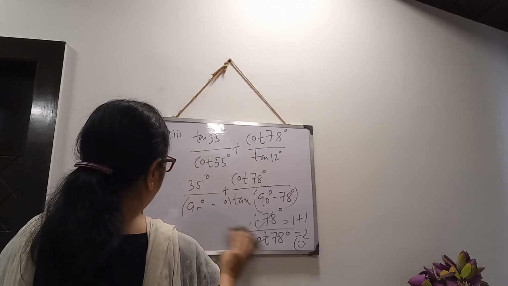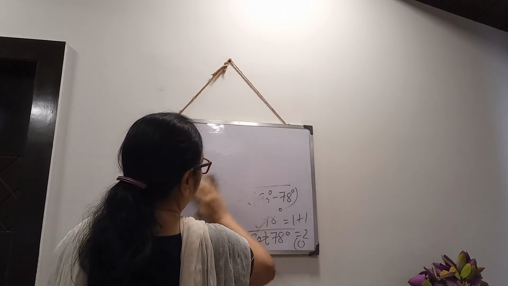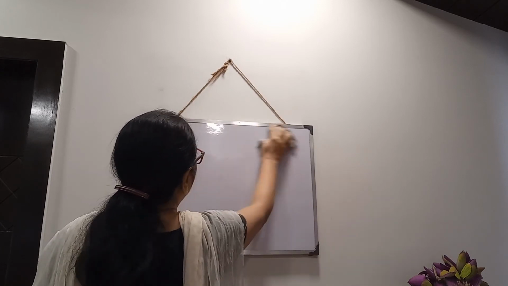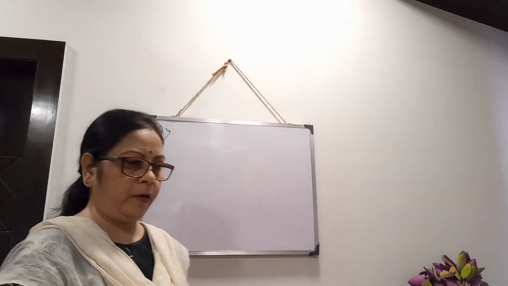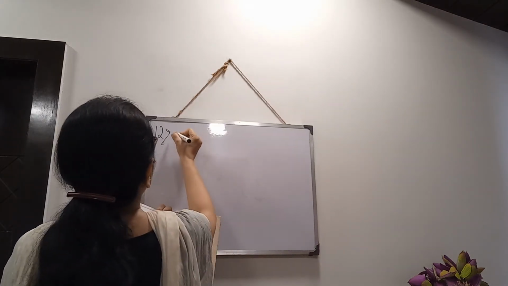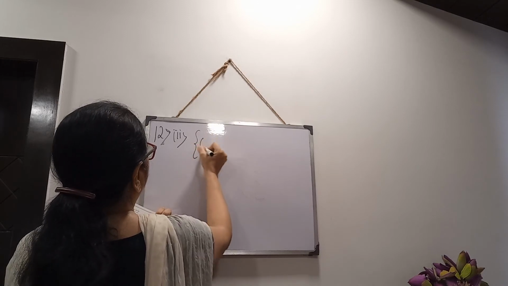So I hope you understand that only one angle you will convert in terms of the other, not both the angles together. Clear? And you will choose which angle you will convert. Now number 3 is important. Find the value of this.